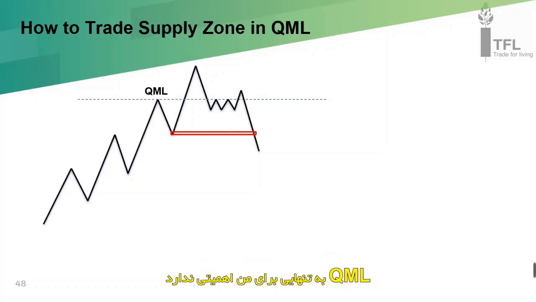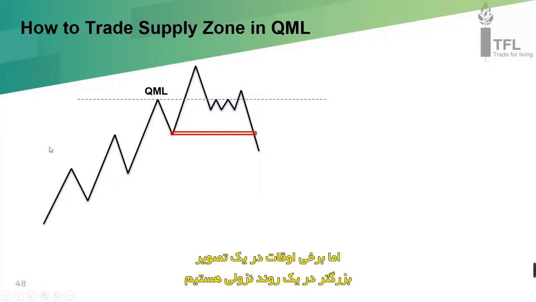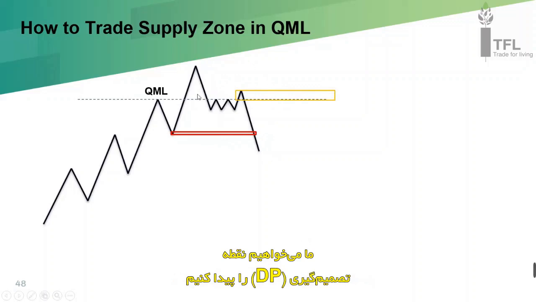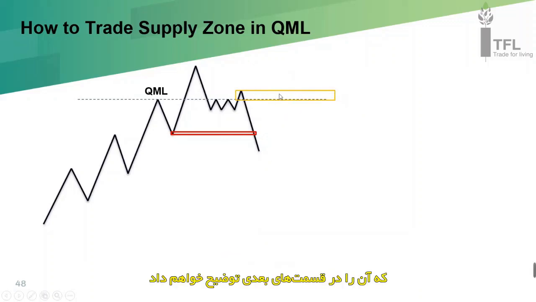QML to me is not important, it is just a signal that the price is likely to reverse. Sometimes in a bigger picture it is a downtrend, and then suddenly it creates this QML, meaning that it will continue going for a downtrend again. So we're going to determine our decision point, which I'm going to explain further in a few more chapters. And this is our supply zone.